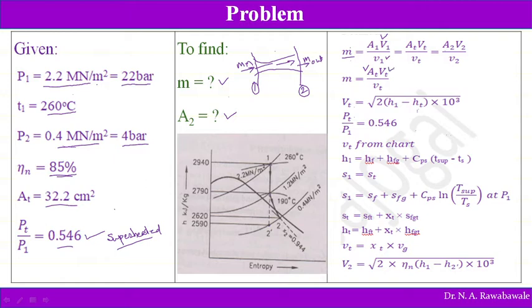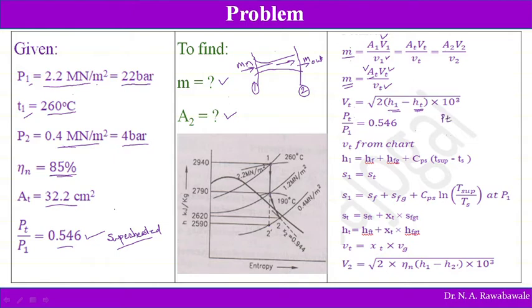To find the mass flow rate, the area at throat is already given. If we find the velocity at throat and the specific volume at throat, the mass flow rate through this nozzle can be obtained. The velocity at throat can be obtained using the equation square root of 2 times h1 minus ht into 10 to the power of 3. Here h1 can be obtained because we know the pressure and temperature of steam at inlet: P1 is known, T1 is known, so we can find the enthalpy of superheated steam. Afterwards we want to find ht, the enthalpy of steam at throat, which can be obtained if we know the pressure at throat.